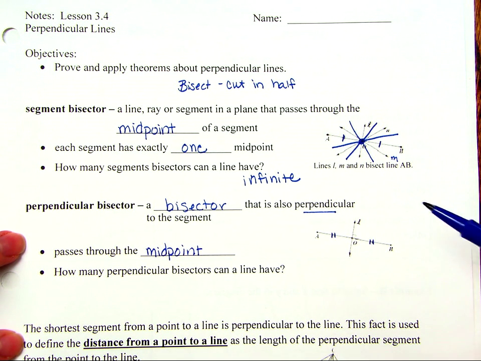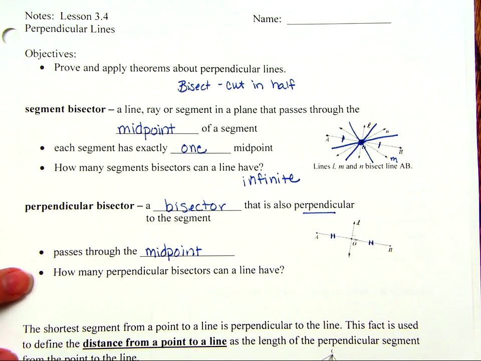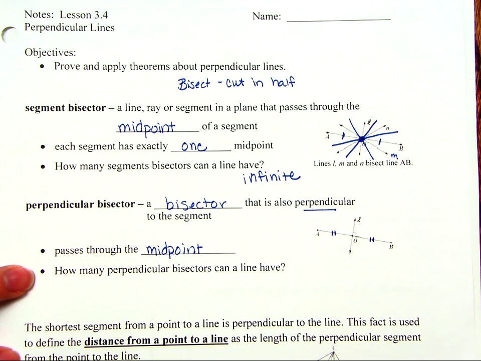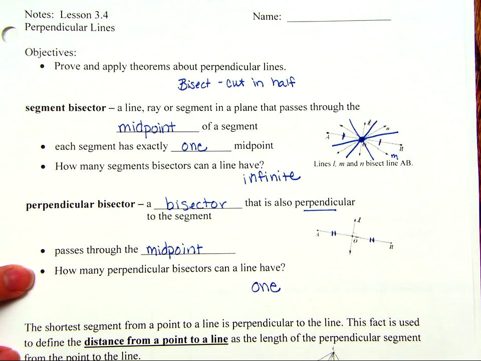However, looking at my perpendicular bisector, is there another possible line that I can draw different from line L that would be considered my perpendicular bisector? No, because even if I change the angle a little bit, it's not going to be perpendicular. So how many perpendicular bisectors can a line segment have? You can only have one possible.